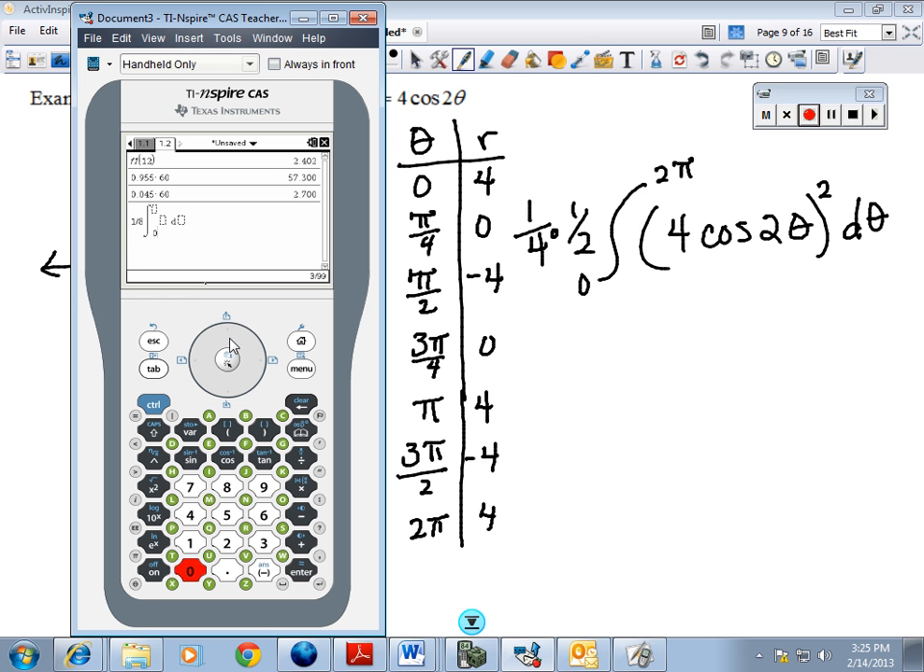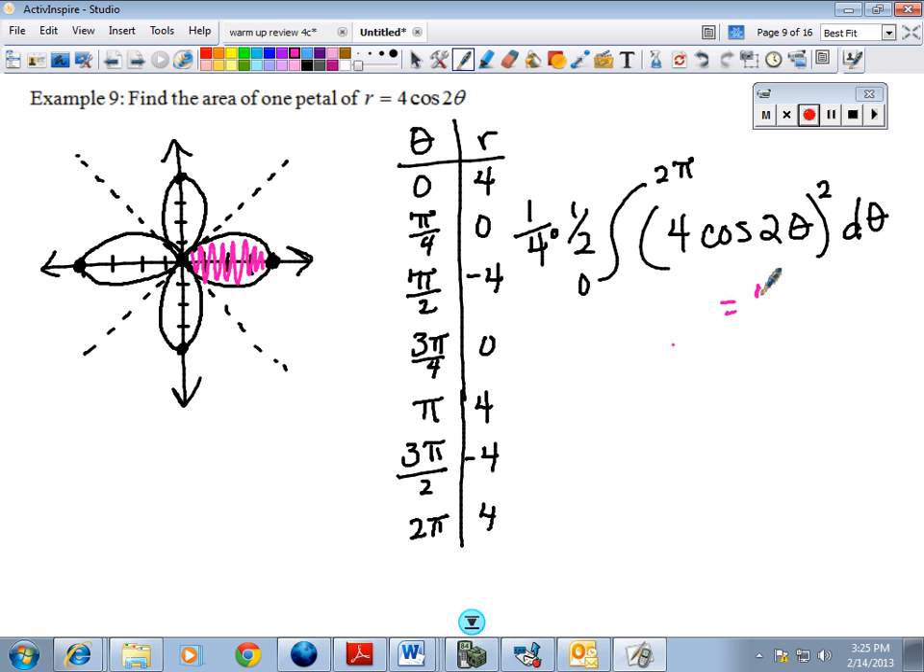From 0 to 2 pi of 4 cosine of 2x squared dx. I think I'm in radians. So equals 2 pi. And providing I type that in correctly, that should be the correct answer.